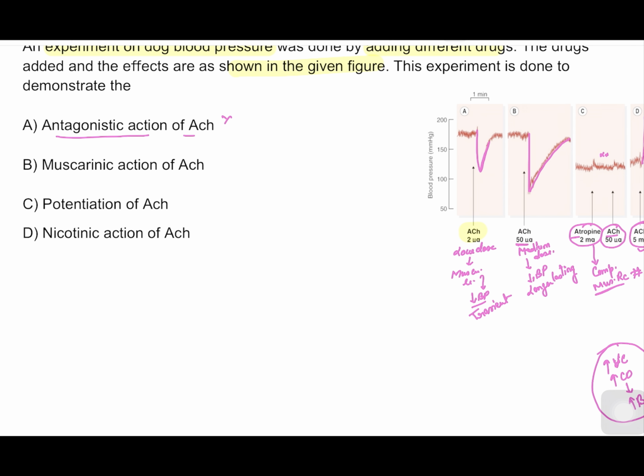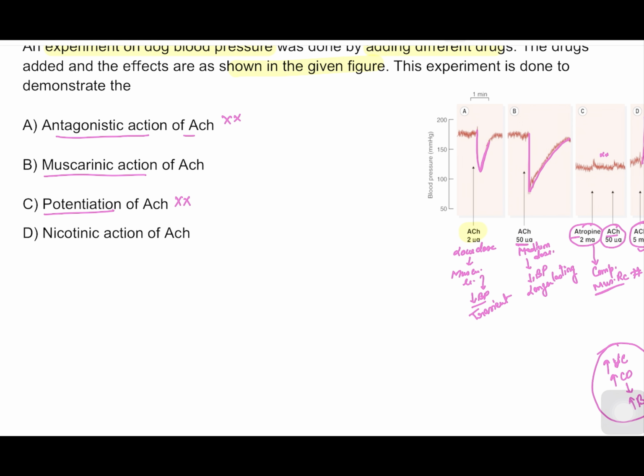Antagonistic action of acetylcholine. No, this will not be the correct answer. Next is muscarinic action. Without atropine, it would be true, but with atropine, it cannot be true. Next is potentiation of acetylcholine. Potentiation of acetylcholine is not by atropine, because atropine is blocking the receptor, so it will decrease the acetylcholine action.